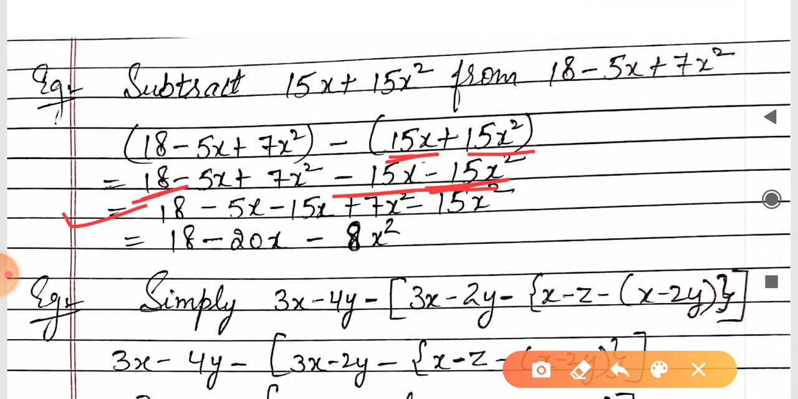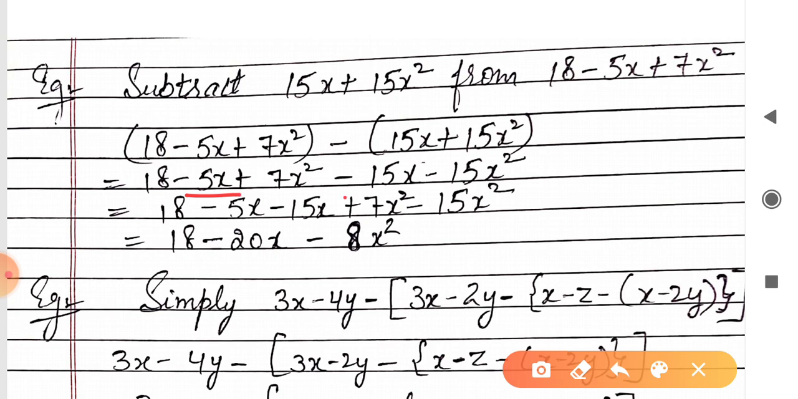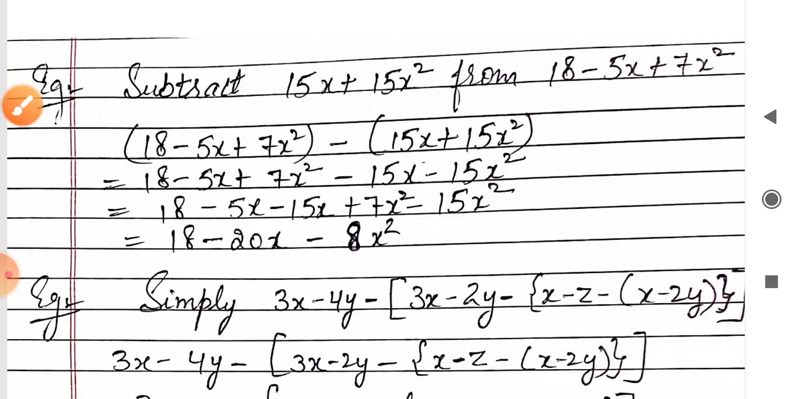There is 18, this is a constant, and there is no constant in the second expression. So write here 18. Next is minus 5x, its like term is minus 15x. So write them together, minus 5x minus 15x. Then next is 7x square and minus 15x square. These are like terms. So write them here, 7x square minus 15x square.